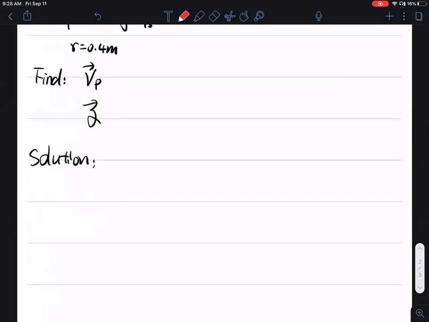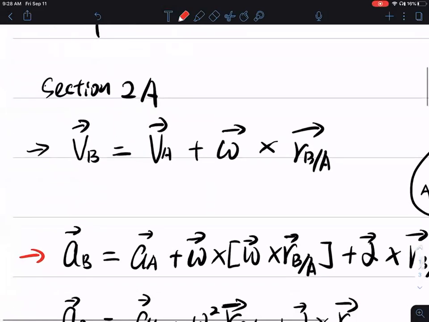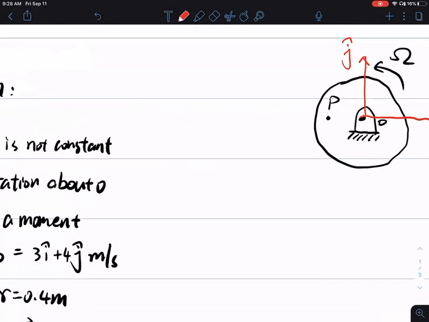Okay, from that equation we learned today, the equation from chapter section 2A, we know we want to have 2 points, right? The point on the left-hand side is the point you want to find the velocity of. And you need to know another point where you know the velocity, and also omega and rB/A. In this example, which point do we know the velocity of? Is there any point where we know the velocity? We know we must have Vp on the left-hand side of the equation. What is another point?